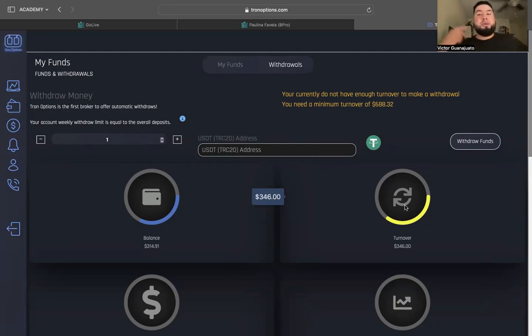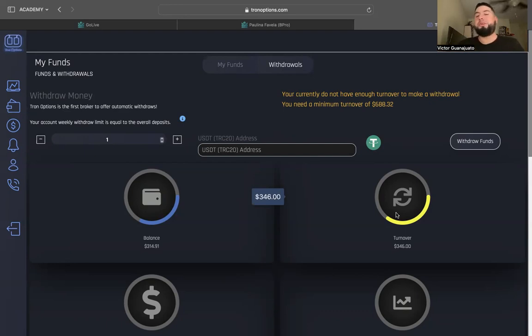So the more operations you do, the faster you're going to reach the amount of turnover they ask you for. I mean, they're not going to ask you for 688; they're probably going to ask you for less. But the more operations you do in your real account, the faster you're going to fill this little circle. And once you fill it, they will allow you to withdraw some funds into your crypto wallet, and then you can transfer them to a Bitcoin wallet, sell it, and put it in your bank account.